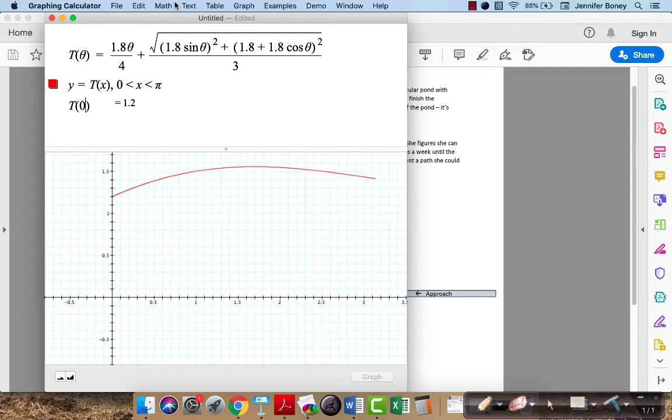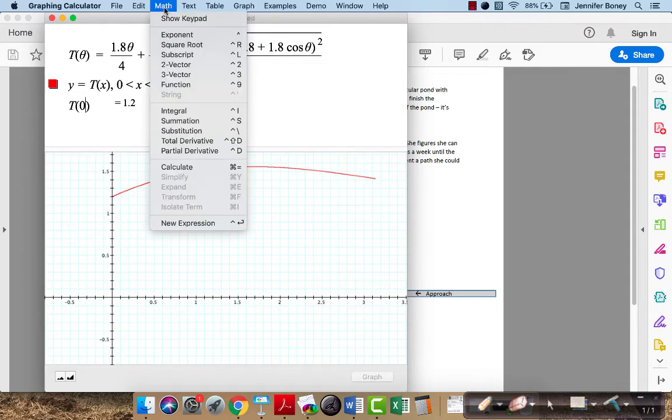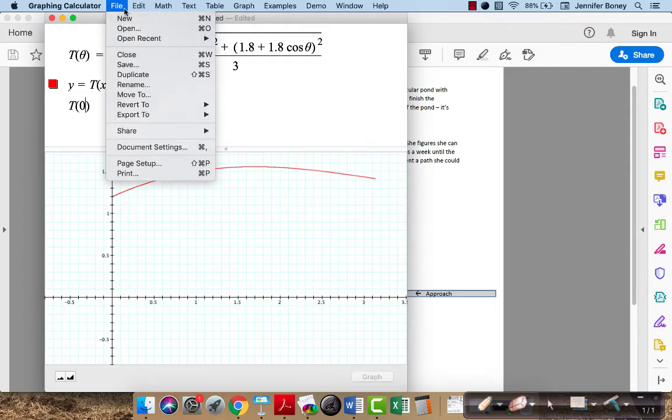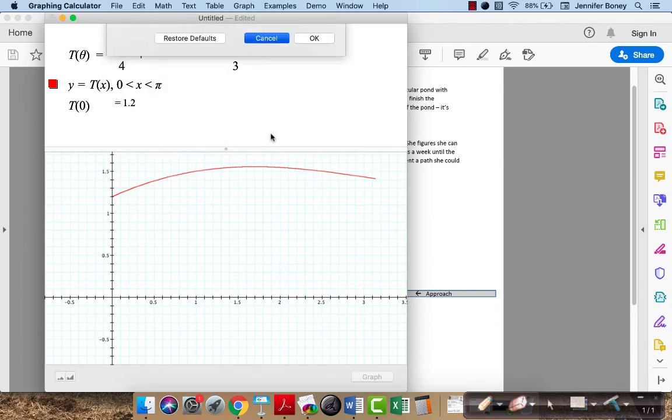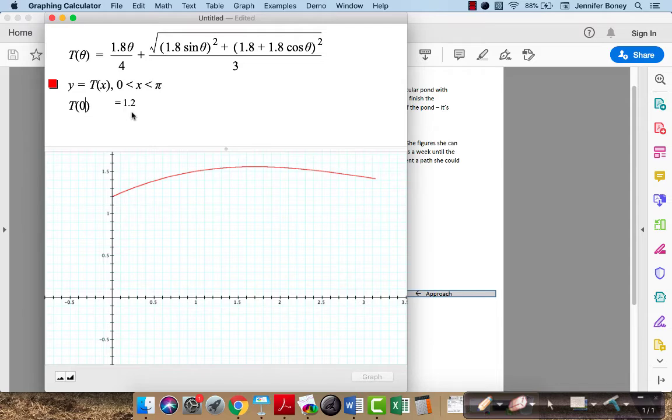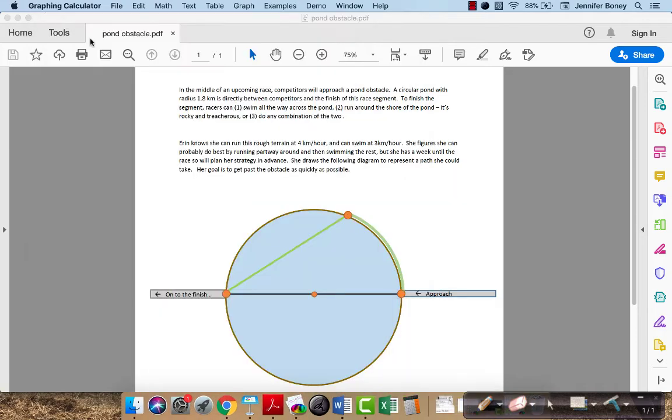And I do have my document settings to show 8 significant digits, so this isn't just rounded off from my document settings. T of 0 is exactly 1.2, or it takes 1.2 hours for her to get past the pond, and she does that by not bothering running, just swimming straight across. Because although she runs faster, it's not faster enough to make up for the fact that she would have to run so much farther. All right.